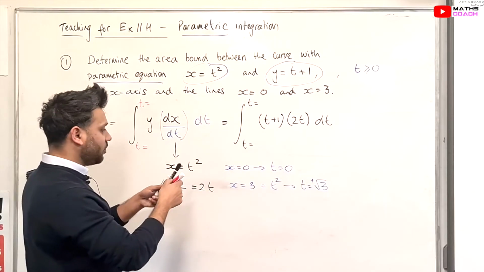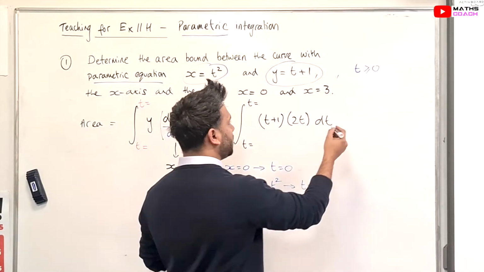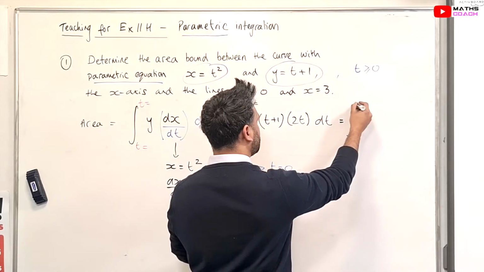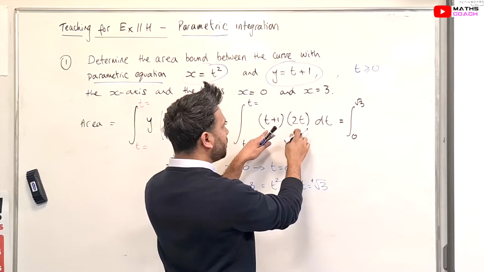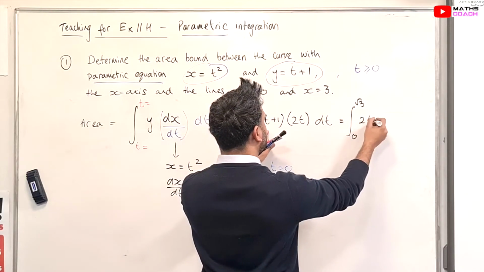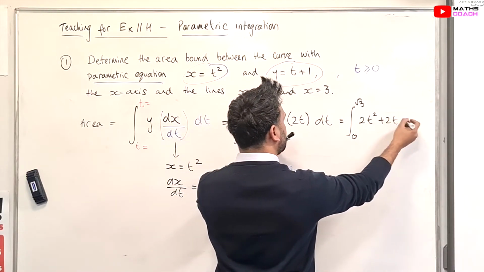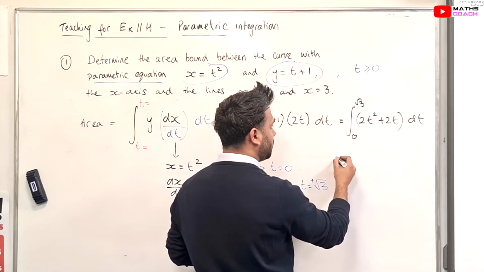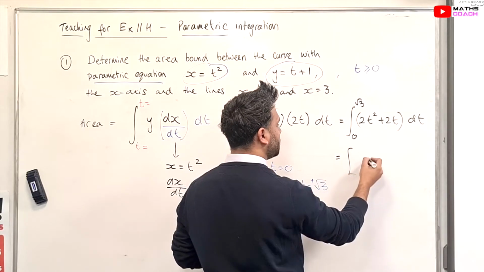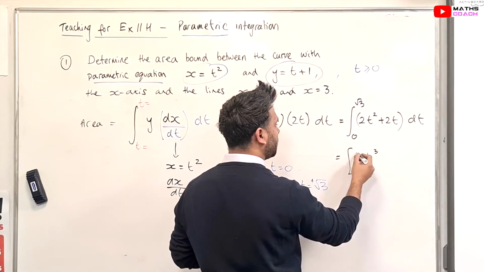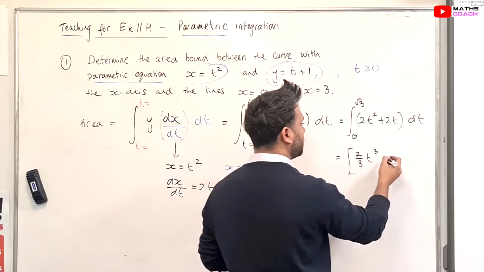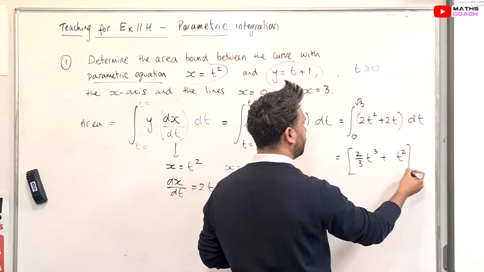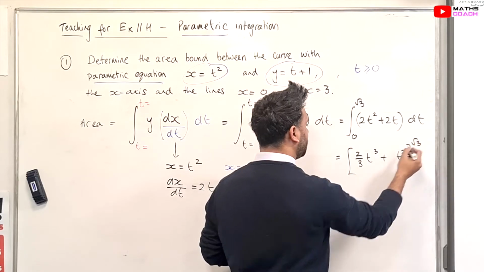Okay, so if we now simplify this integration, this is integration from t equals 0 to t equals root 3. Expand out the bracket, so we get 2t squared plus 2t, and we're integrating with respect to t. So perform the integration: this becomes t to the power 3 divided by 3, times 2/3, plus t to the power 2 divided by 2, cancel that 2 off, between 0 and root 3.